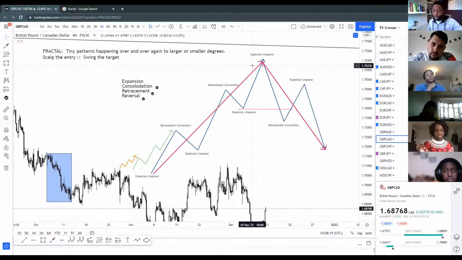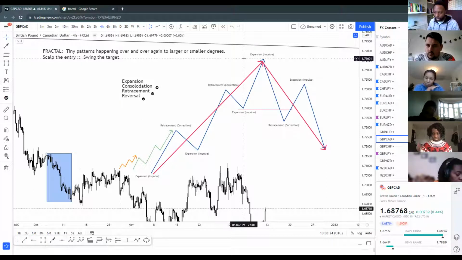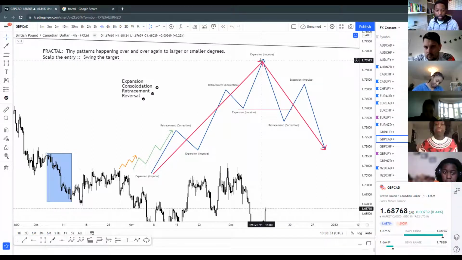And to hit Joe's point, the reversals will often, not always, happen with engulfing candles. Not always. That's not the only sign, but they'll often happen with engulfing candles. You know that a reversal is happening if you see a break of structure.